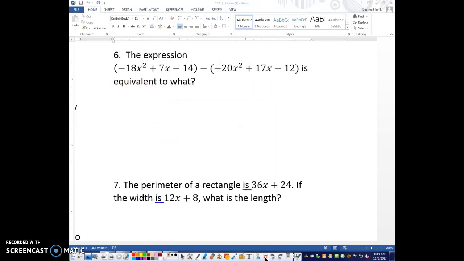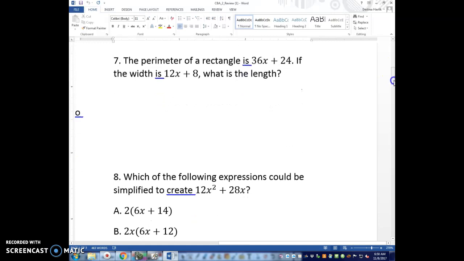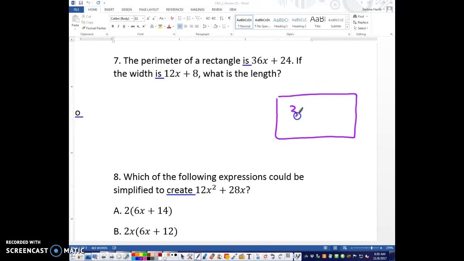Okay, number 7. Number 7. The perimeter of a rectangle is that. If the width is that, what's the length? Okay, so here's what you're doing here. The perimeter is all 4 sides, right? So the perimeter of the whole thing is 36x plus 24. Okay? It says the width is 12x plus 8.